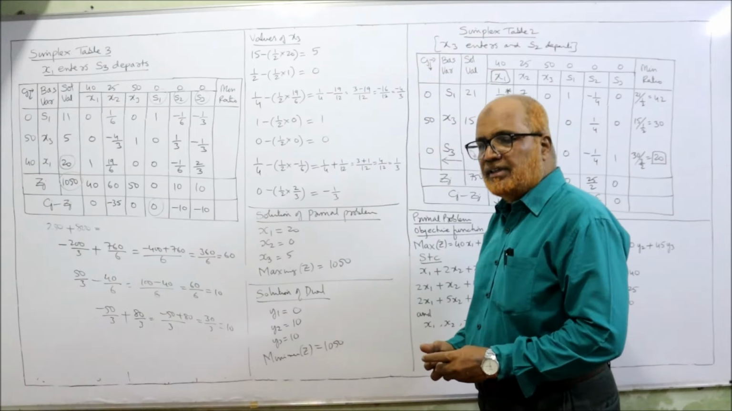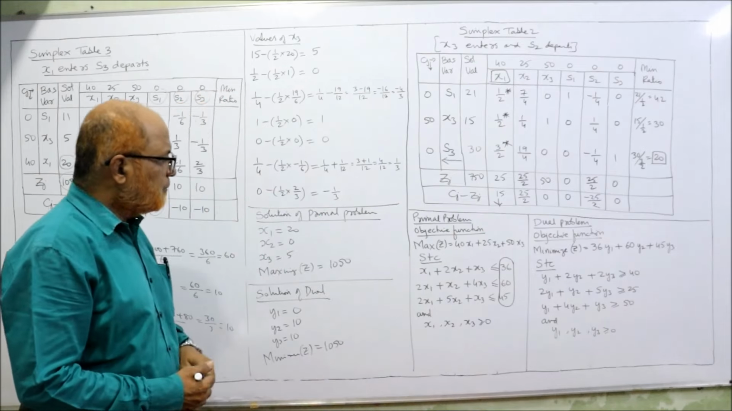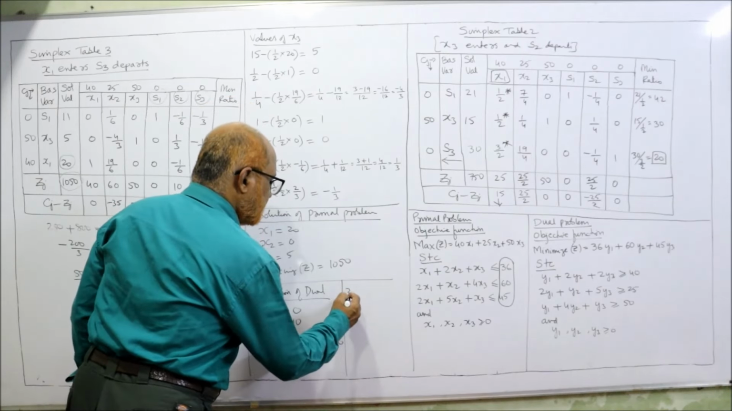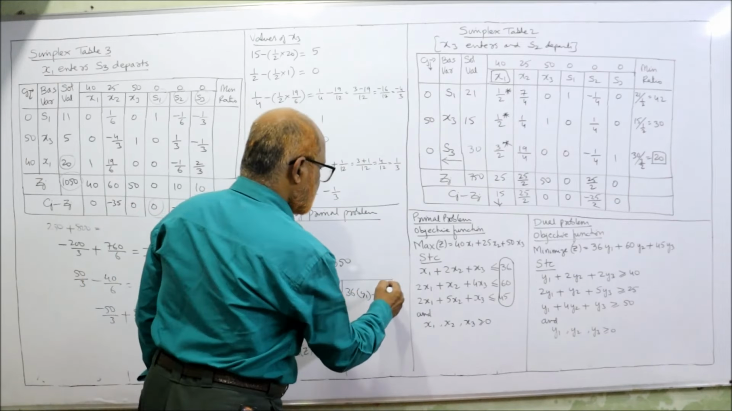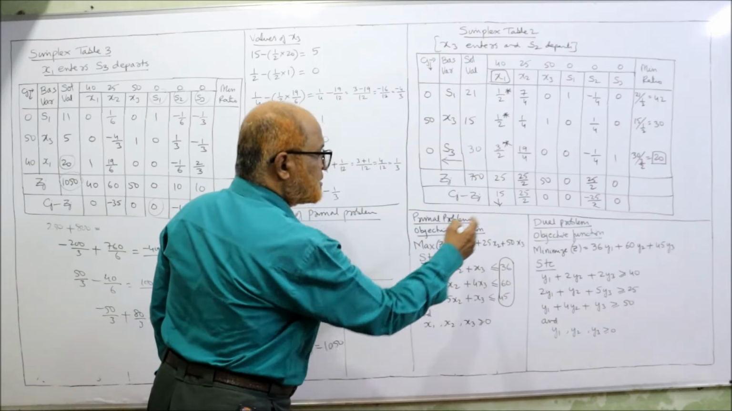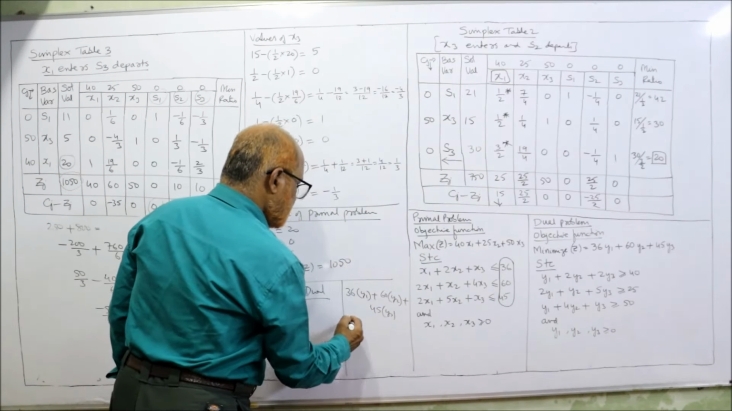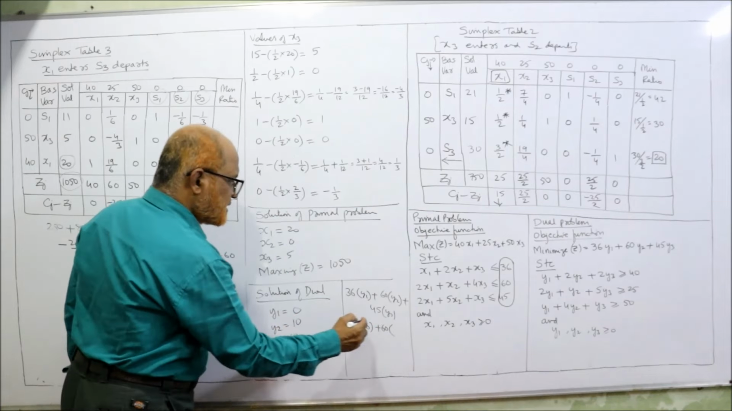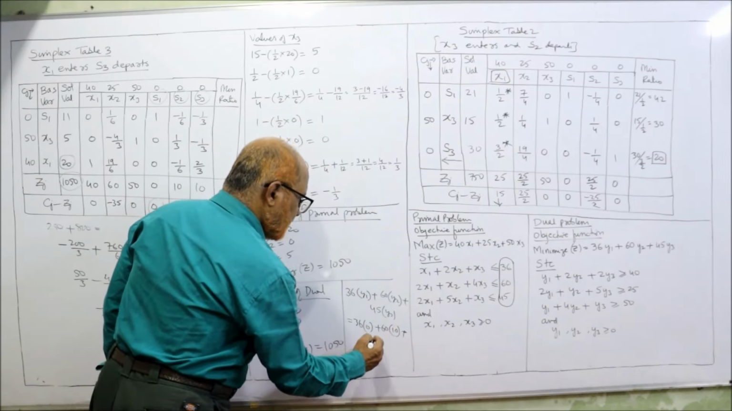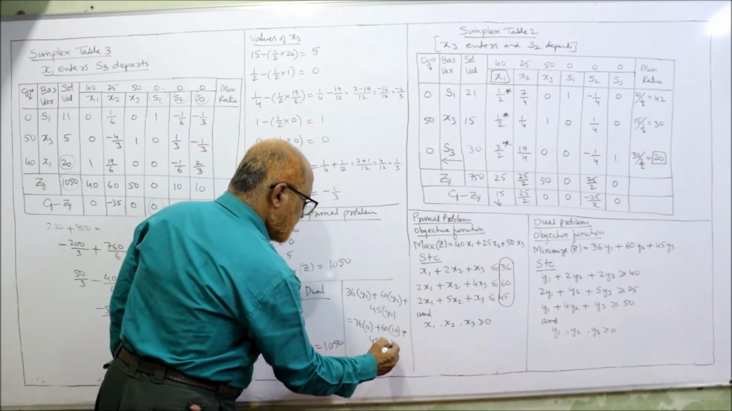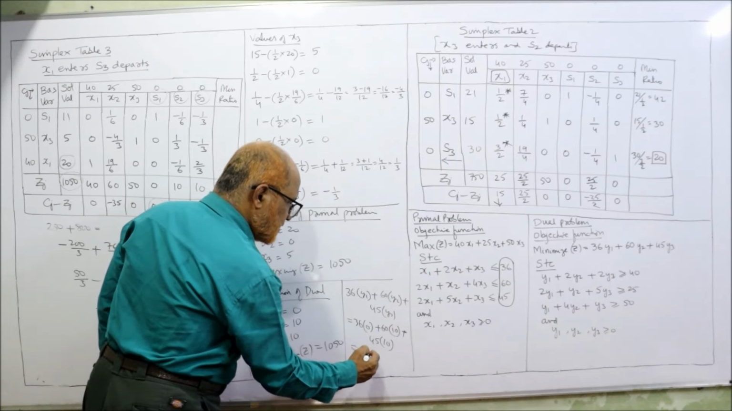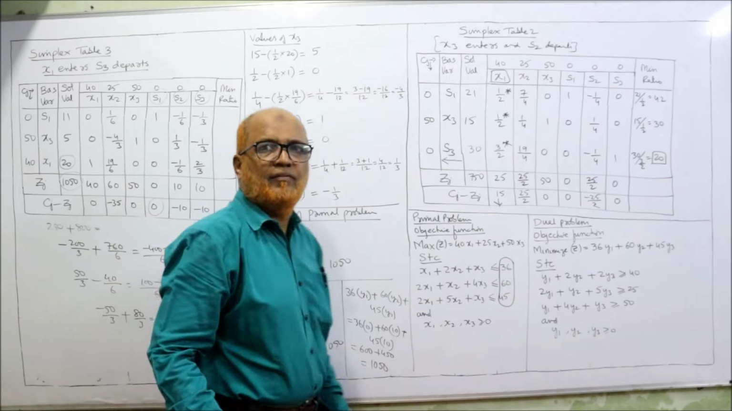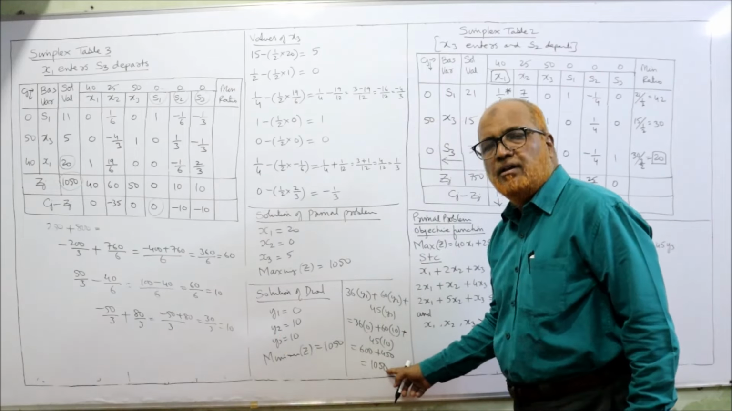Now we can cross-check whether we are getting our answer correct or not. So what is the objective function in dual? 36y1 plus 60y2 plus 45y3. 36 into y1. How much y1 did we get? 0. Plus 60 into y2, y2 is 10. Plus 45 y3, y3 is 10. So 36 into 0 is 0. 60 into 10 is 600. Plus 45 into 10 is 450. So 600 plus 450 is 1050. We got 1050 here. That means our calculations are correct.